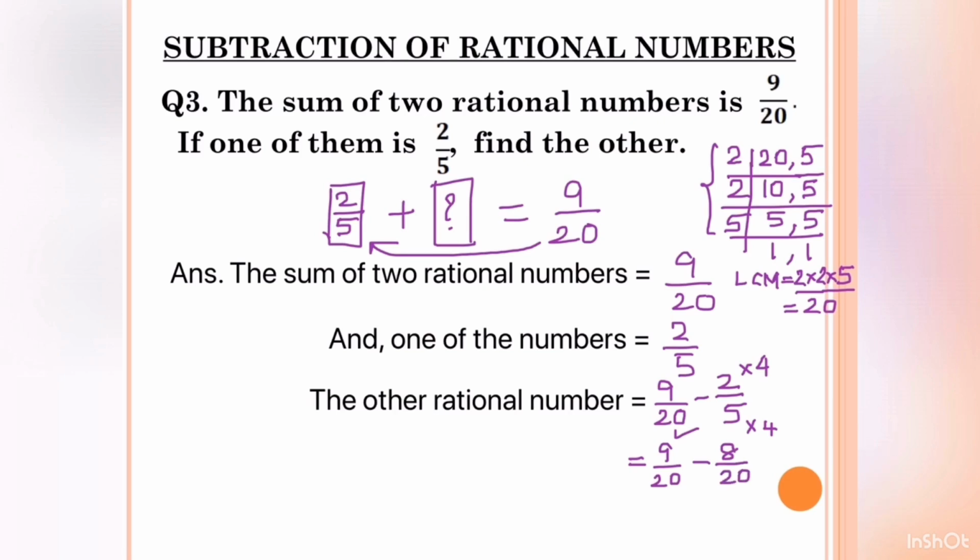Now we have got the same denominators. This expression is equal to, so the denominator is 20. We will subtract the numerators. 9 minus 8 is 1. Therefore, the other rational number is 1 by 20.